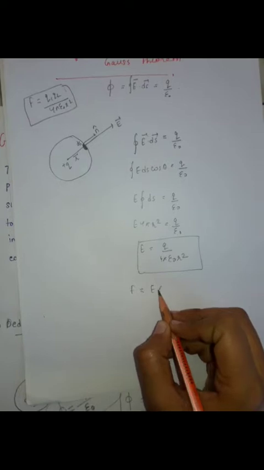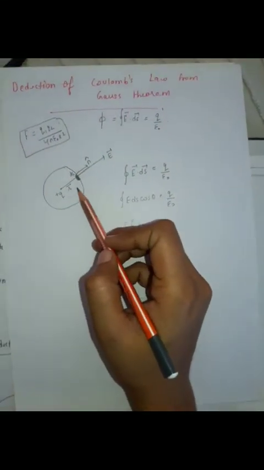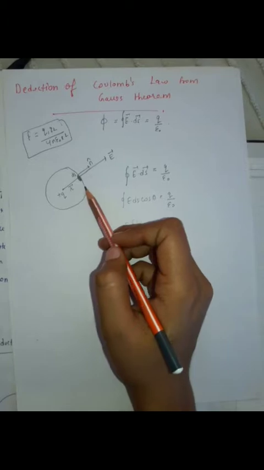This is E. And what do we need to calculate? Force. And the force will be F equals E multiplied by Q naught, the test charge. F equals Q Q naught upon 4 pi epsilon naught r square, and that is very important, that you have derived Coulomb's law from the Gauss theorem. And one more thing, in the Gauss theorem, at every point the charge is symmetric, that is, the same.